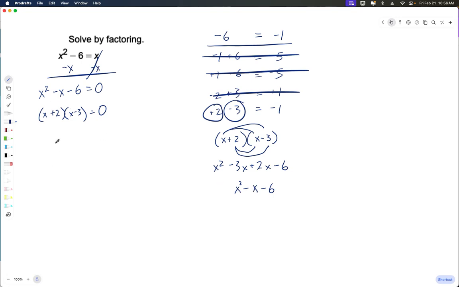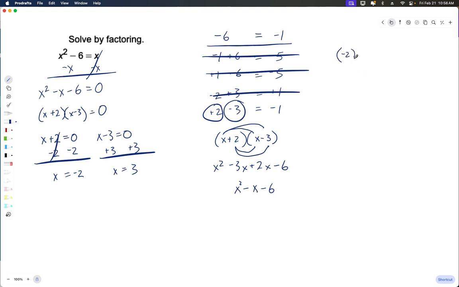So I am going to set both of these factors equal to 0. So then I am subtracting 2 from both sides. X is equal to negative 2. And I'm going to add 3 to both sides. X is equal to positive 3. So now I'm going to substitute to check my work. It's always a good idea to check your work.